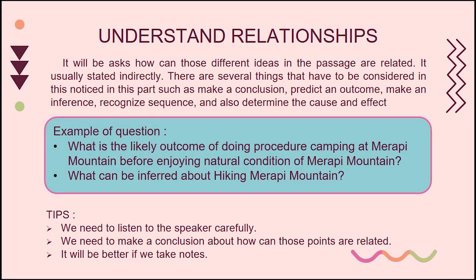Understanding relationship. It will ask how the different ideas in the passage are related. It is usually stated indirectly. There are several things that have to be considered in this part, such as make a conclusion, predict an outcome, make an inference, recognize sequence, and also determine cause and effect. And then the examples of the questions. The first is, what is the likely outcome of doing the camping procedure at Merapi Mountain before enjoying the natural condition of Merapi Mountain? And then number 2, what can be inferred about hiking at Merapi Mountain?